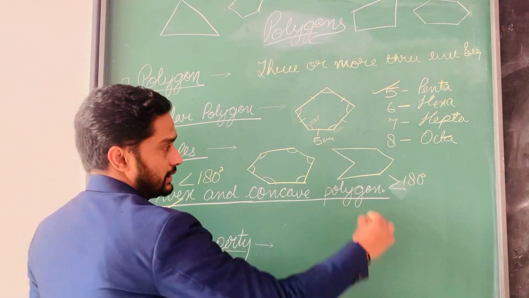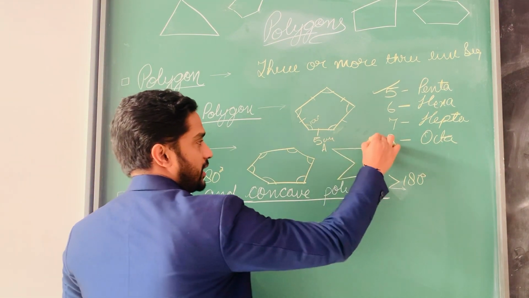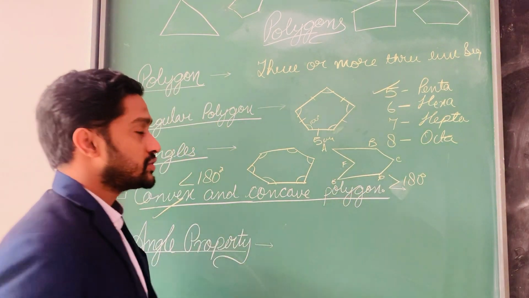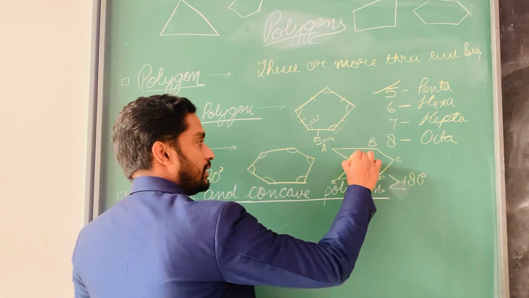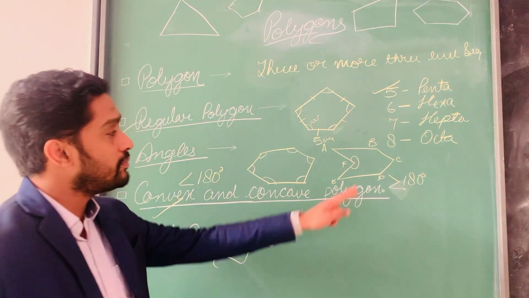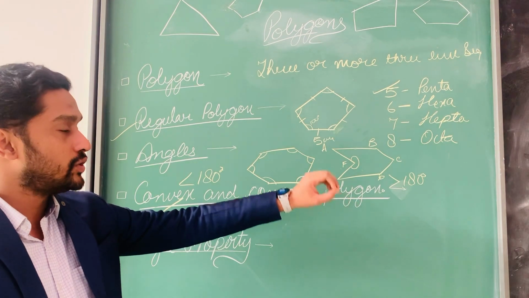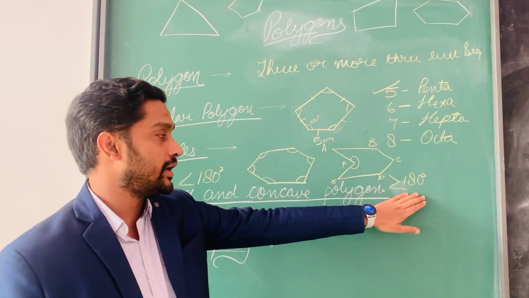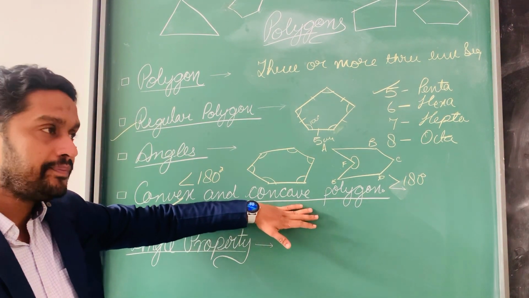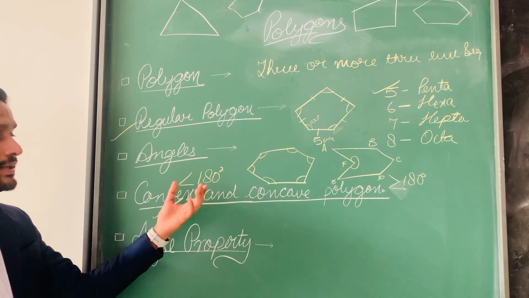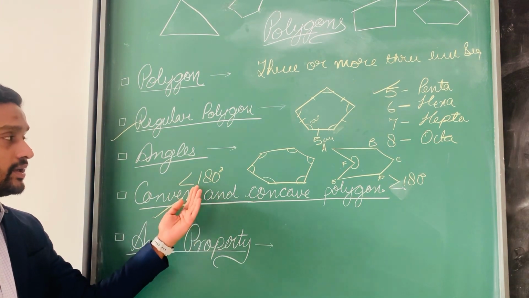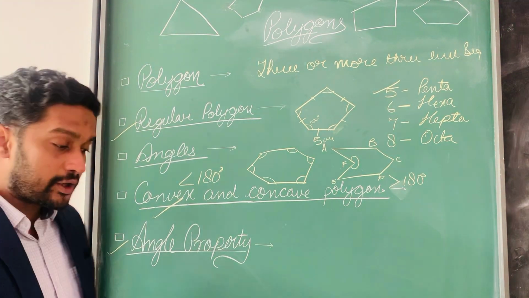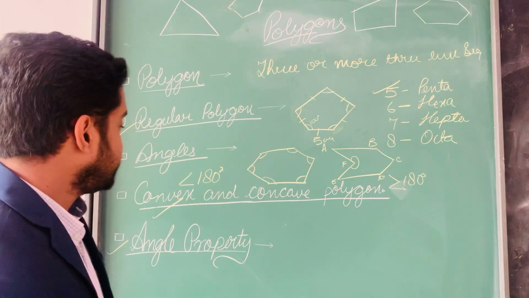So here you can see, if I name each vertex A, B, C, D, E, F, at vertex F the interior angle seems to be more than 180 degrees. So if one or more angles in a polygon is greater than 180 degrees, it is known as a concave polygon. Whereas if each angle is less than 180 degrees, it will be known as a convex polygon. Coming to the important part of this chapter, angle property.